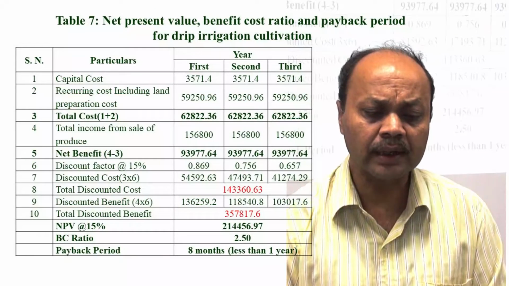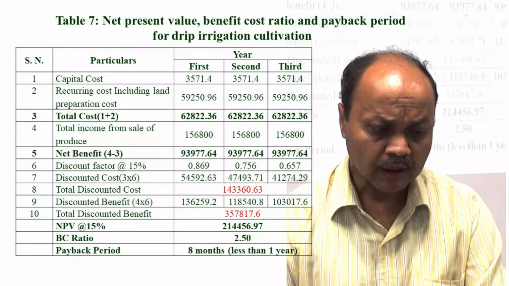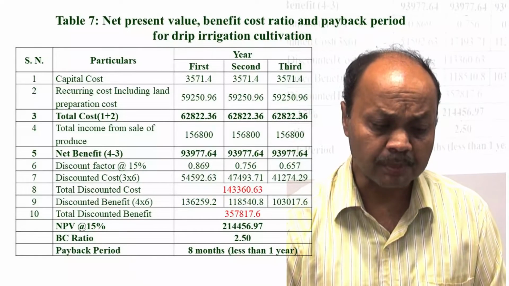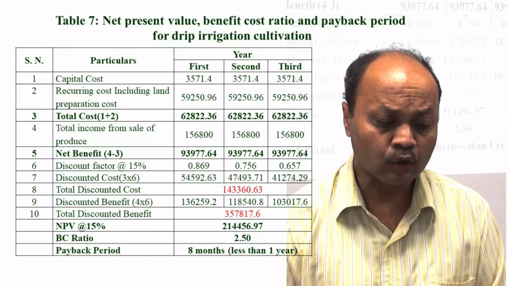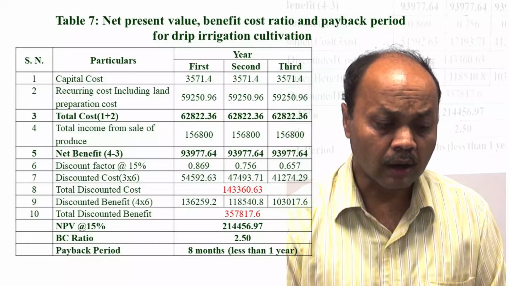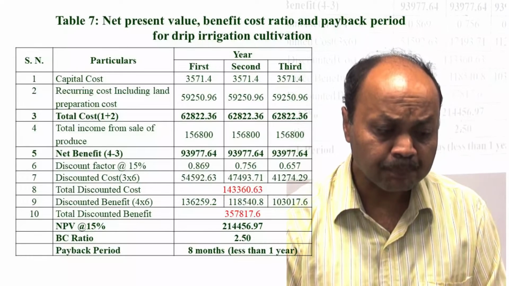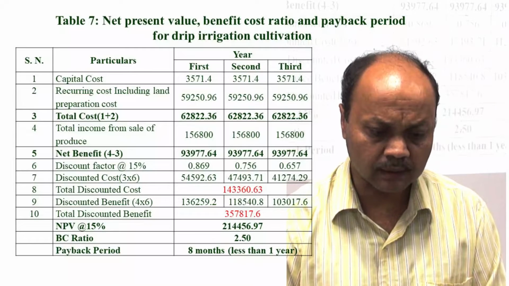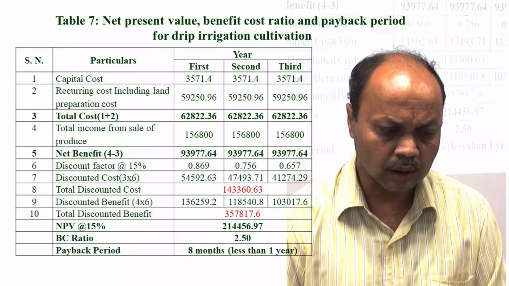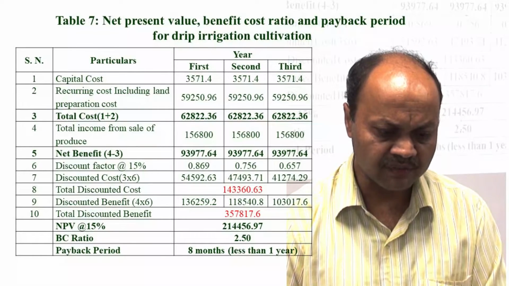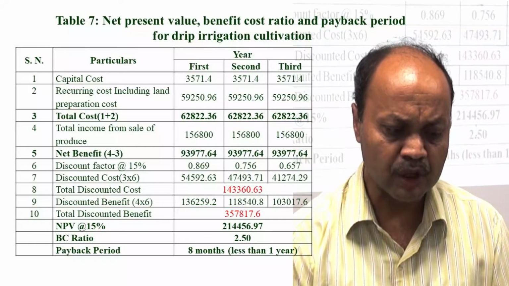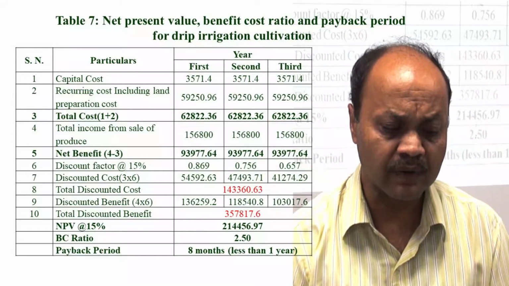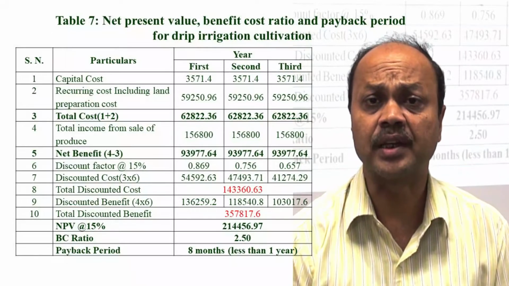Here for the 3 years we have calculated, and based on that, as I already told, we will calculate your BC ratio, that is 2.5. The net present value we will calculate by using your discounted benefit and discounted cost. If you subtract the cost from your benefit, then you will get the net present value, and the payback period, how much time it is taking.